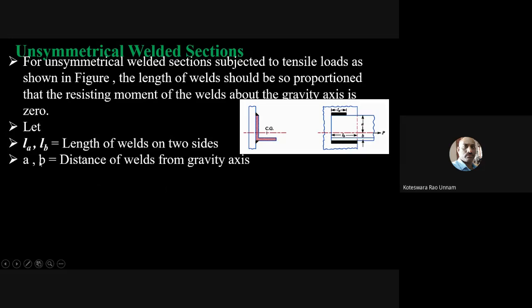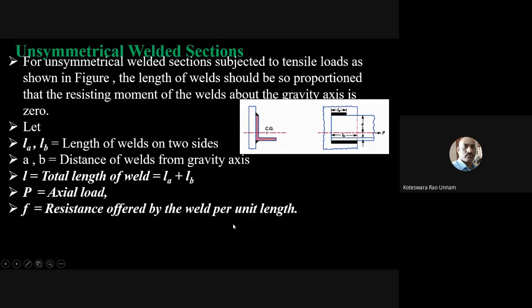So let us take A and B as the distances of the welds from the gravity axis. Then the total length of the weld is, if this is LA and this is LB, LA plus LB only. And applied axial load is P only. So the resistance offered by the weld per unit length, we calculated that, but you can also calculate the load taken by the weld. So F is the resistance offered by the weld per unit length, that means sigma T per unit length.